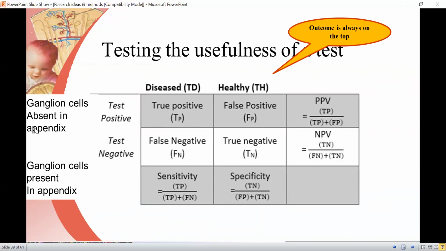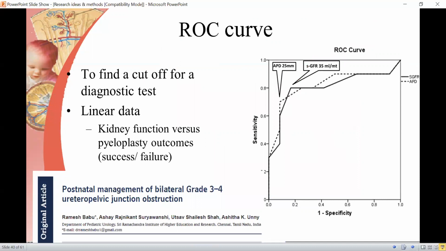So you study 100 appendix specimens and find that around 50 of them have ganglion cells. Out of them, 20 are true positives, meaning they have Hirschsprung's disease, confirmed by other methods. So that's the gold standard. There must be a gold standard, which is your full thickness biopsy. So you are testing the usefulness of ganglion cells in the appendix against the gold standard, which is your full thickness biopsy.